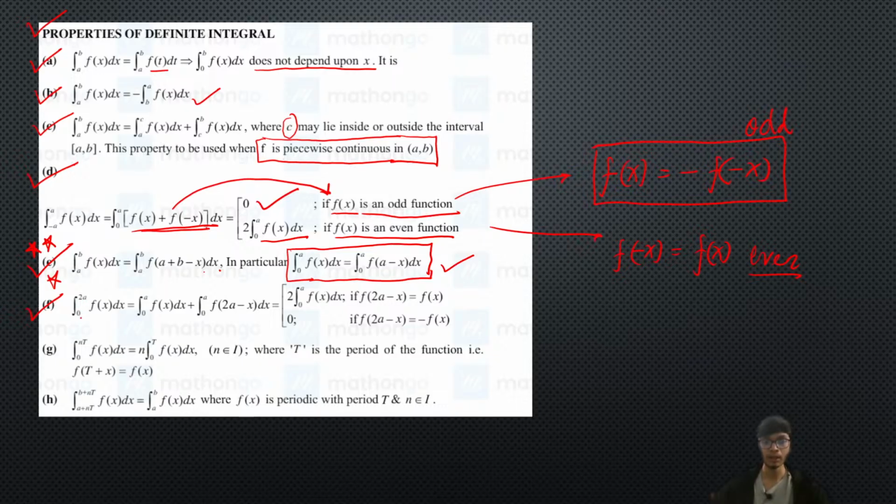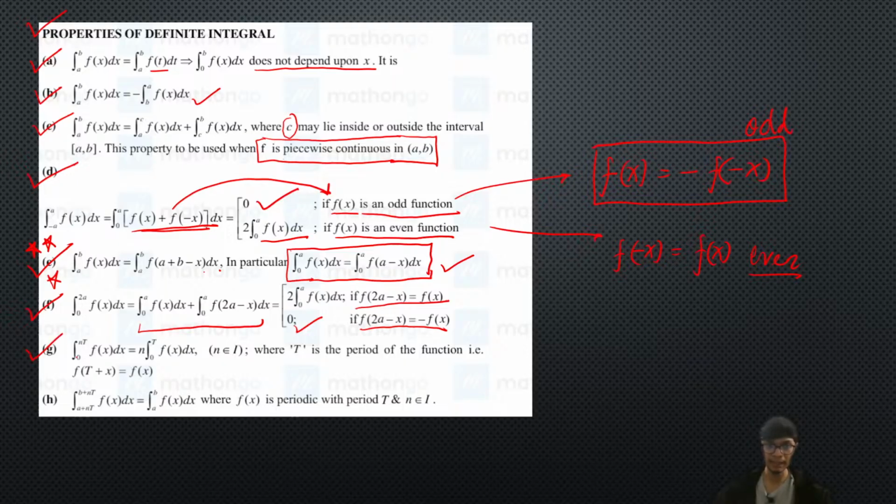For the integral within limit 0 to 2a f of x dx, we can split that into 0 to a f of x dx plus 0 to a f of 2a minus x. Now the thing is very easy: if f of 2a minus x is equal to f of x, then it is equal to 2 times the integral 0 to a f of x dx. So that's how we split it. We split the upper limit into two integrals, and if f of 2a minus x is equal to minus f of x, then we have the answer as 0. Alright, so that is simple.